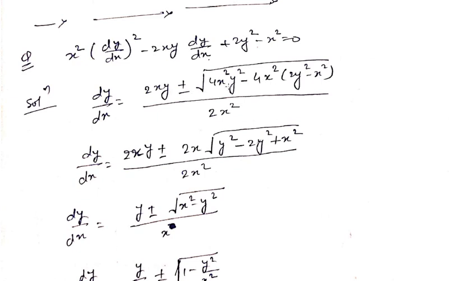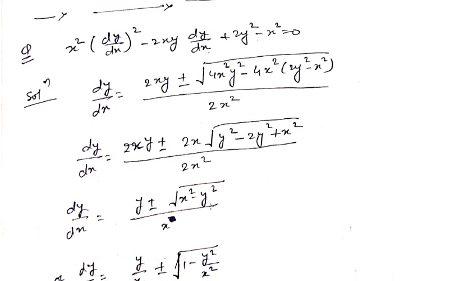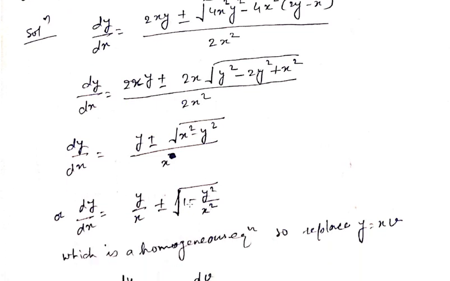So from here, taking 4x square outside the under root sign, outside of this square root sign, we have 2x. So taking 2x in numerator and denominator common, in numerator we have y plus minus square root of x square minus y square, whereas in denominator we have x only. Now we can rewrite it as dy upon dx is equals to y upon x plus minus square root of 1 minus y square upon x square.